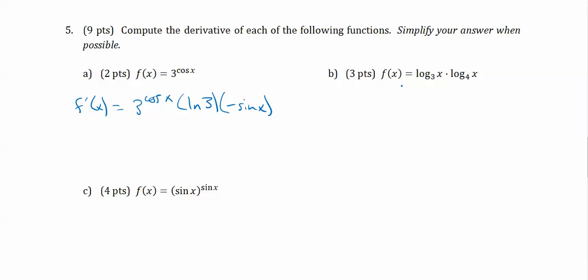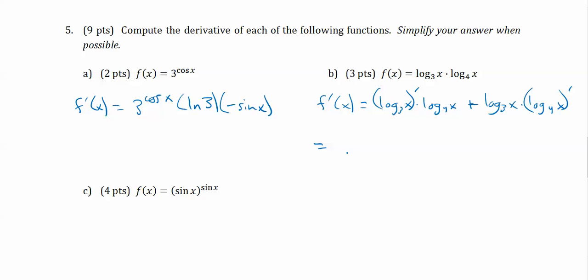Okay, part B, f of x equals a product of 2 log functions. Now we don't have any nice rules for simplifying such a thing, and so we just need to use the product rule, and deal with them separately. So the product rule says copy this thing twice with a plus sign in the middle. And in one of them, you take the derivative of the first one, and in the other one, you take the derivative of the second one.